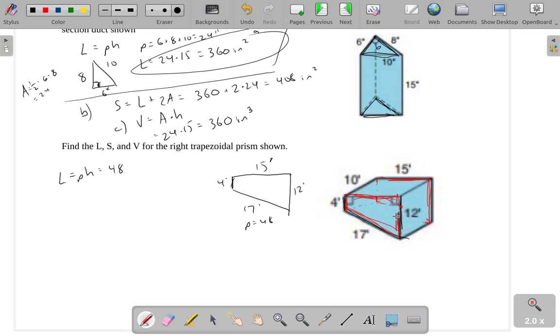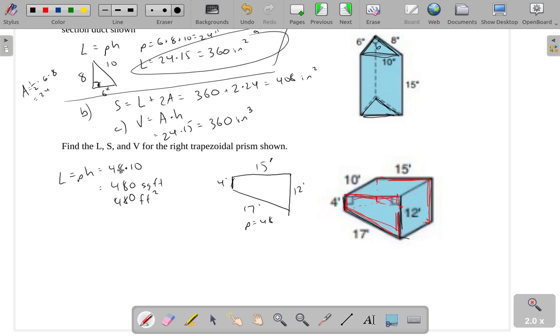And the height, that's the distance between my two bases, that would be this distance right here, going that direction. And it looks like that's actually 10 feet, that measurement right there gives me the height of the prism. So my lateral surface area is 480 square feet, or square feet like this. Those are the two ways that we typically write square feet.